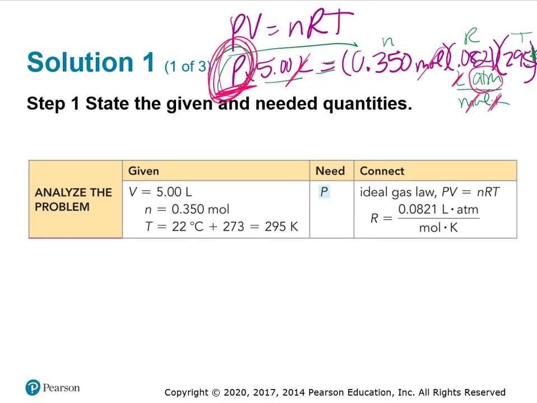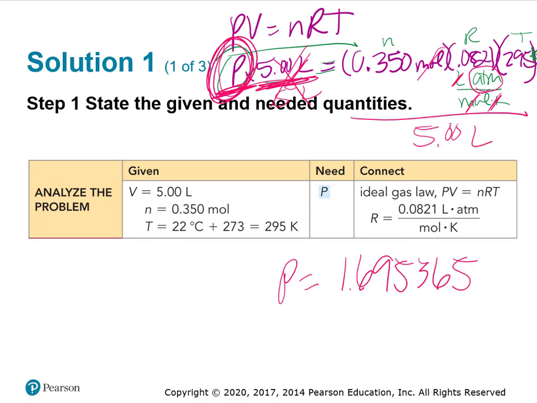So to get pressure by itself, we just need to get rid of this 5 liters. So let's divide this side by 5 liters. That'll cancel out. And then we'll divide this whole thing by 5 liters. So 0.350 times 0.0821 times 295, and then divide it by 5. And my calculator spit out 1.695365. All of my beginning numbers had 3 significant figures, so let's end with 3. I'll go 1, 2, 3. That 5 will round that up, so I'm going to end up with 1.70 atm.